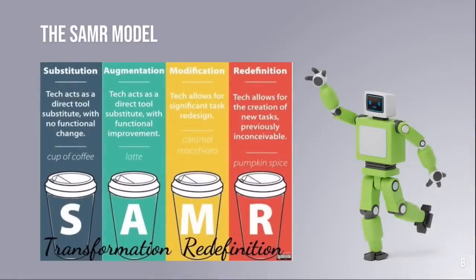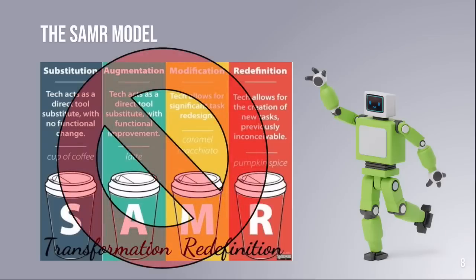So a lot of people want to view the SAMR model this way, where you've got substitution, it's just a plain old cup of coffee. Augmentation, it's a latte. Modification, you got a bit fancier, it's a caramel macchiato. And redefinition, that is your pumpkin spice. It's the best of the best. If you want to go for it, you're definitely going to go for pumpkin spice. However, that is not a good way to think about this.